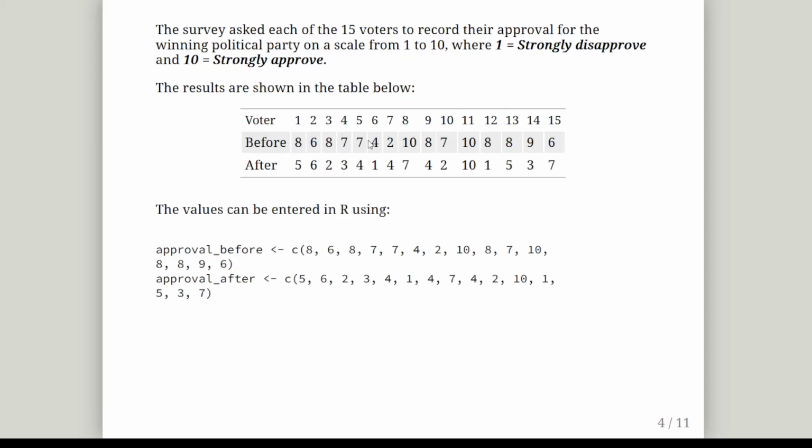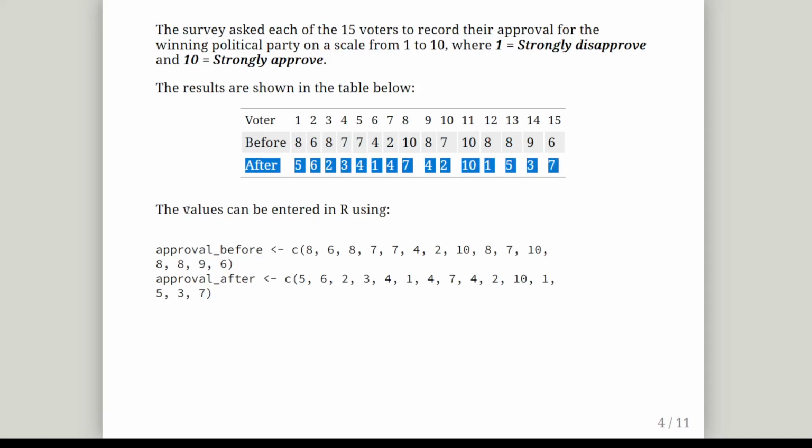The survey asked each of the 15 voters to record their approval for the winning political party on a scale of 1 to 10, where 1 was strongly disapprove and 10 was strongly approve. The results are shown in the following table here. So we have our 15 voters, and this is the score that they gave before the election, and this is the score that they gave after the election.